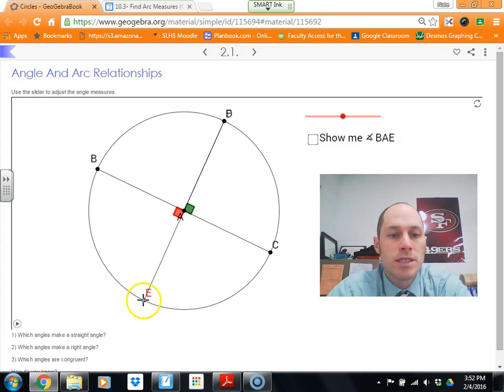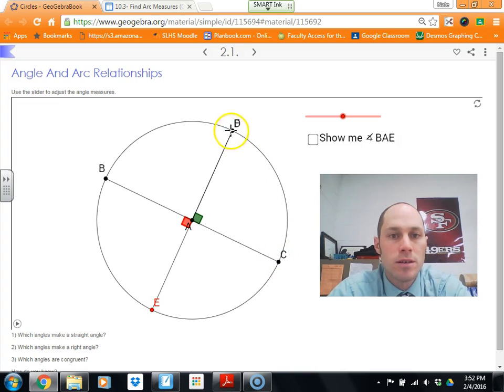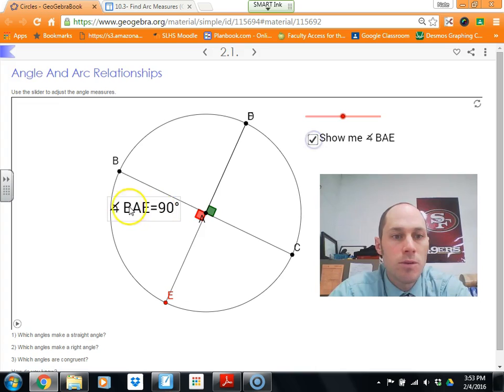Okay, so if we take a look at some of these central angles, I'm just going to drag some of these points around. I do that by moving the slider up here, so I can change my central angle. You can see angle BAE changes. If I try to make a straight angle, I can't quite do that, but I can make BAE a right angle. I know that's 90 degrees, and I know it splits this circle into 4 equal parts.